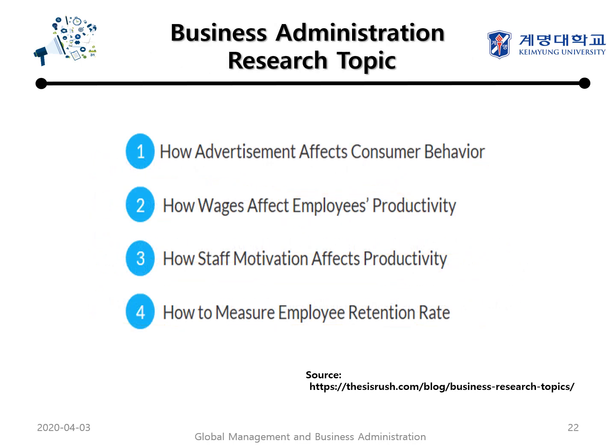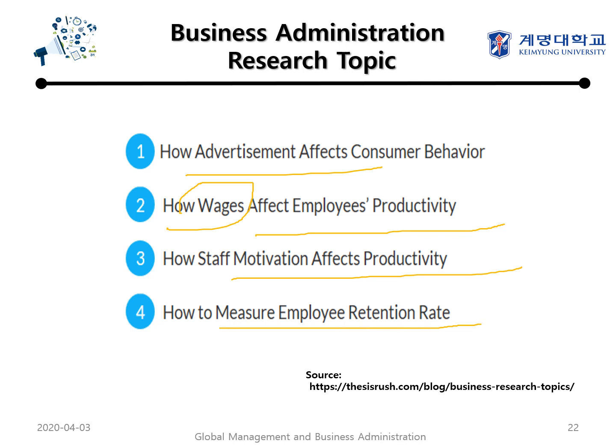And lastly, if you want to write a topic for business administration, you could choose advertisements, employee productivity and wages, motivation that affects productivity, and the employee retention rate. These are some of the topics that would really contribute to the betterment and decision making of a firm.